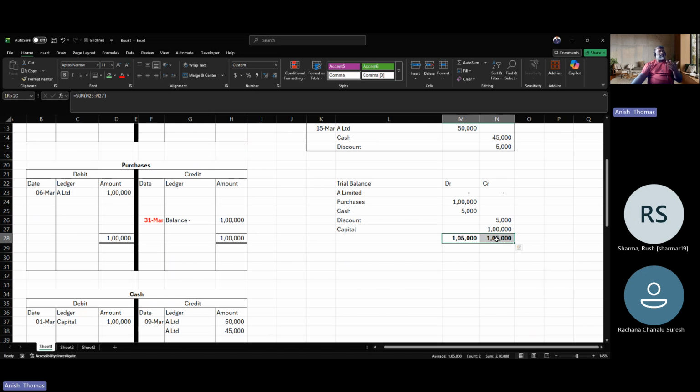For every debit there is a credit, so it will tally. But just because it tallies, it doesn't mean that these numbers are correct. When it tallies, what it just means is that you have done the double entry system of accounting correctly.